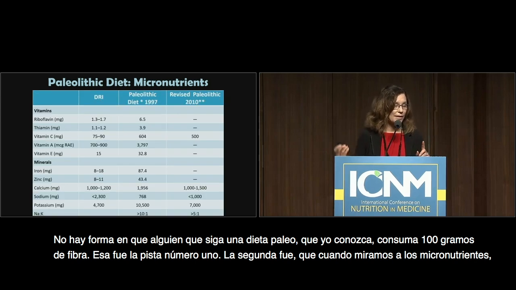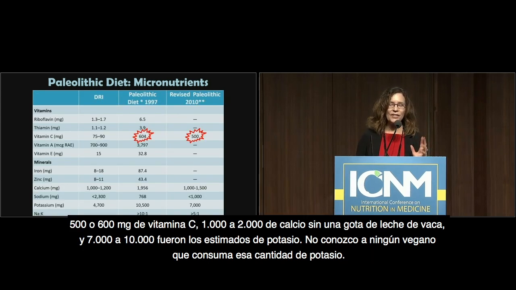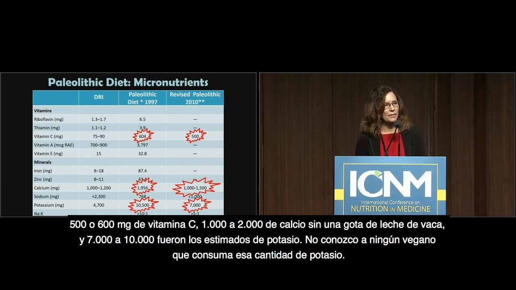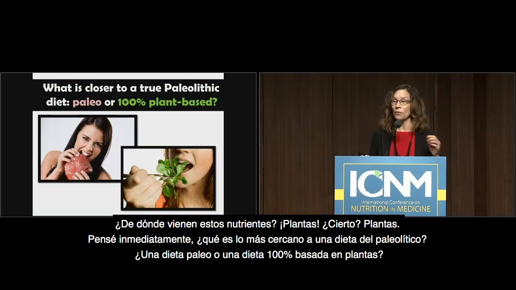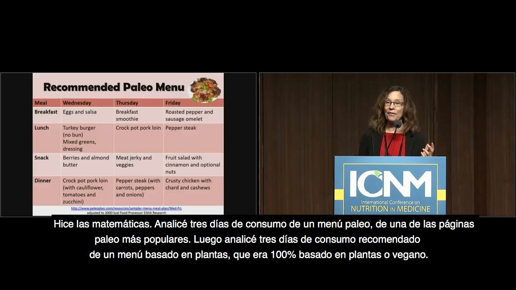The second was, when you look at micronutrients, 500 or 600 milligrams of vitamin C, 1 to 2,000 of calcium without a single drop of cow's milk, and 7 to 10,000 were the estimates for potassium. I don't know any vegans that get that amount of potassium. Where do these nutrients come from? Plants. Right? Plants. And so I thought to myself right away, I wonder what is closer to a true Paleolithic diet, a paleo diet or a 100% plant-based diet. So I did the math.